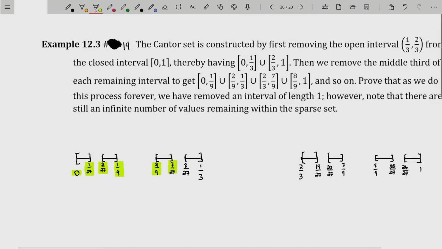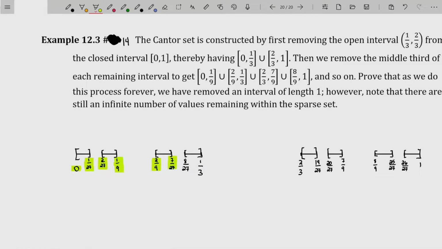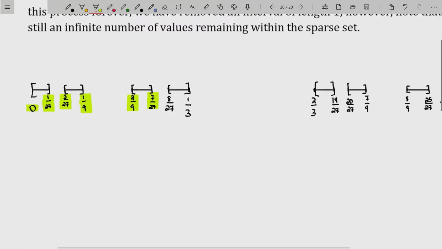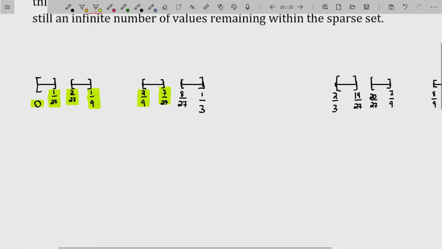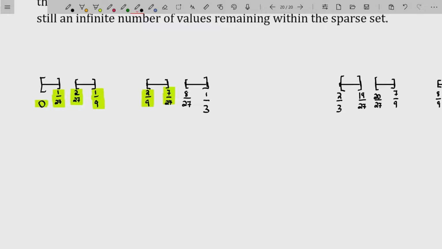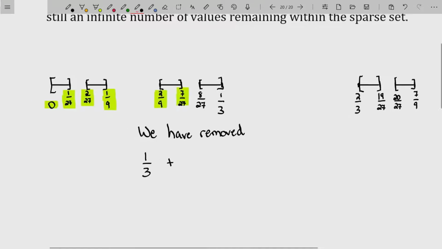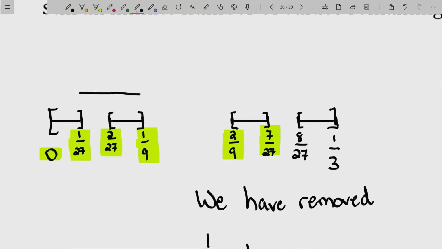But let's figure out what length we've actually removed from this. So what have we removed? Well, initially, we removed the center third. So let me write this down. There we go. We have removed the center third. And then after we removed the center third, at that time it looked like this, okay? It looked like this.